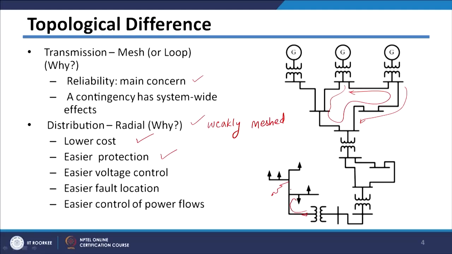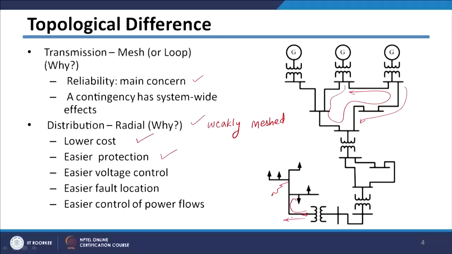Also, since the power is flowing in one direction, the voltage drop will be in one direction, that is why voltage control will also become easier. Finding the fault also will become easier, because the power and the fault current are flowing from one direction. It is also easier to control the power flows.